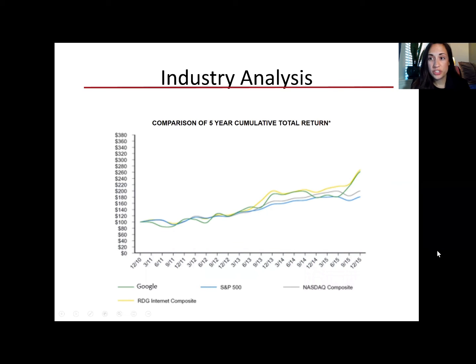And now for the industry analysis, comparing Google to industry. This graph compares 5 years of cumulative total return to shareholders on common stock. And as you can see, Google is mostly outperforming the industry on shareholder returns.